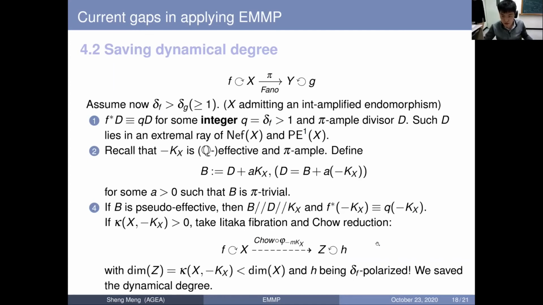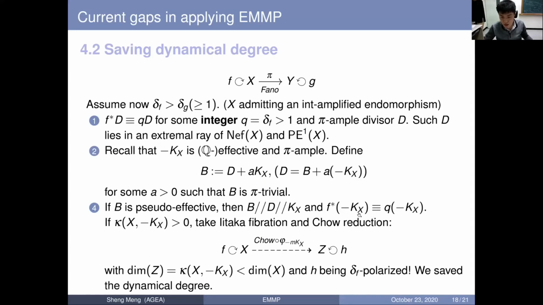Is delta F equal to Q here? So here is the inequality, because the Iitaka fibration dimension is at most the dimension of X. If they are the same, meaning that minus K is a big divisor. So we see this, but minus K is also an eigenvector.